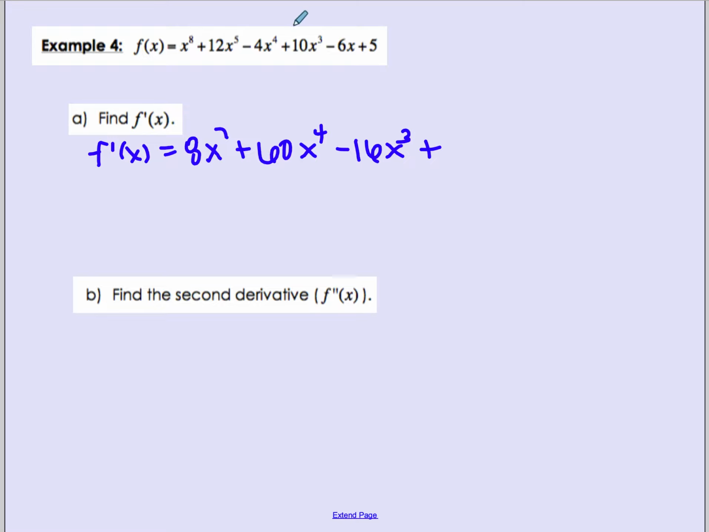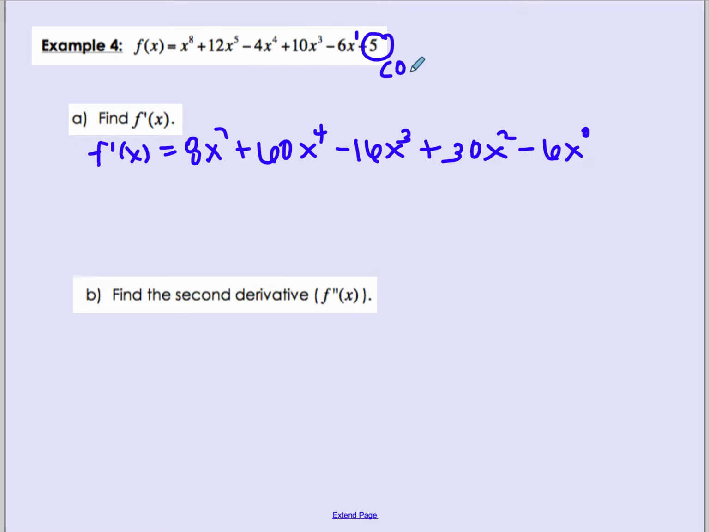Okay, plus, bring down my 3. 3 times 10 is 30. X to the 3 minus 1 is 2. Minus, now the next two kind of sometimes get you guys. This is x to the first. So I would bring down my 1. So I have negative 6 times 1, so it's negative 6. X to the 0. And then plus 5.